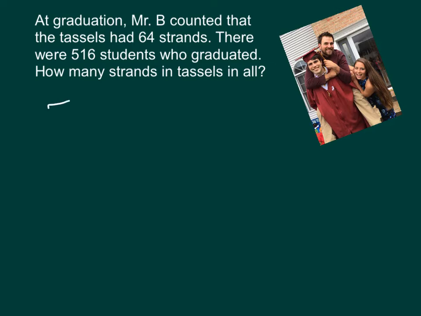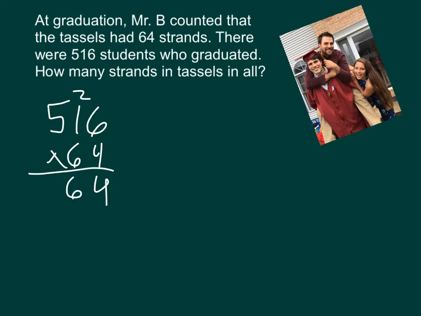So I've got 516 times 64. 4 times 6 is 24. Carry the 2, because I can only have one digit in each place value. 4 times 1 is 4, plus the additional 2 would be 6. Then 4 times 5 is 20. Now when I move over to this 6, I'm actually multiplying by 60, so I need to put a 0 in to represent that place value.